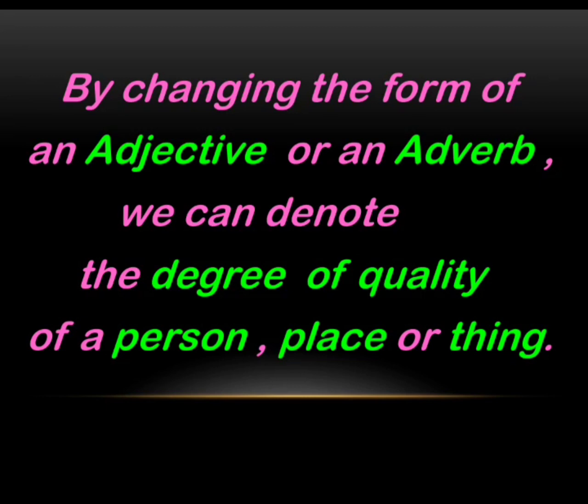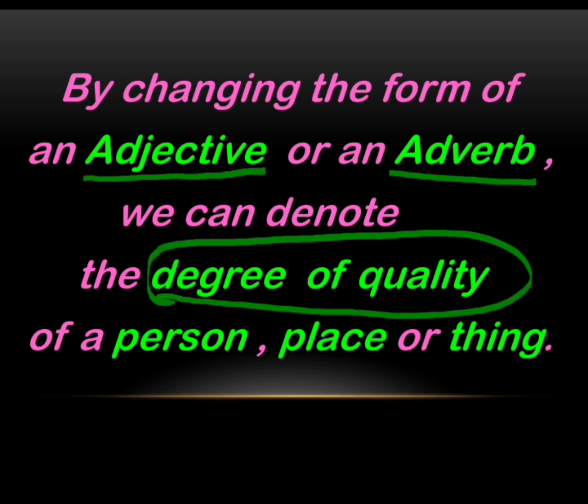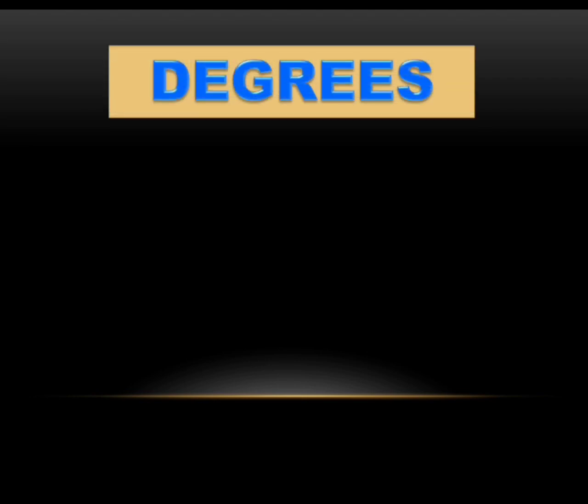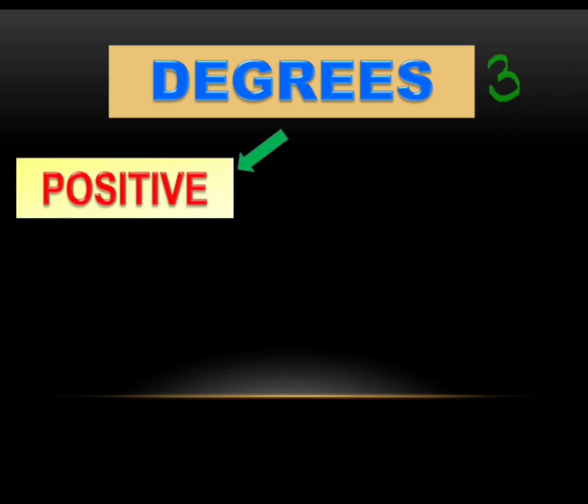By changing the form of an adjective or an adverb, we can denote the degree of quality of a person, place or thing. What is this degree of quality? There are three degrees of quality. Let us see them one by one. The first one is the positive degree.